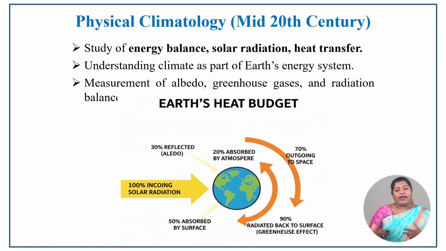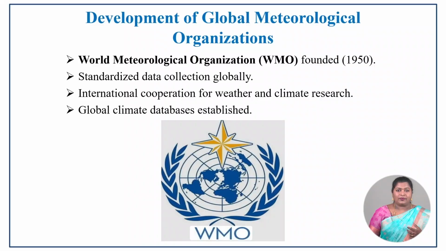Physical climatology evolved in the mid 20th century, a study of energy balance, solar radiation and heat transfer, which understands the climate as a part of Earth's energy system. The measurement of albedo, greenhouse gases and radiation balance was done in the mid 20th century.